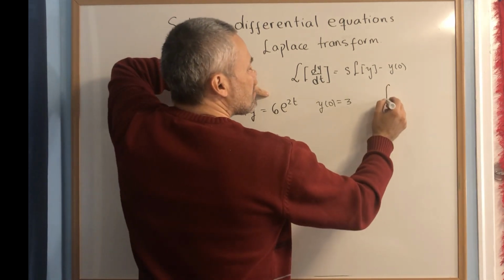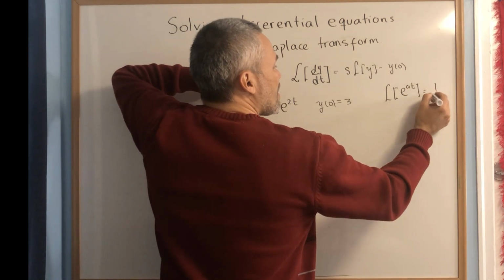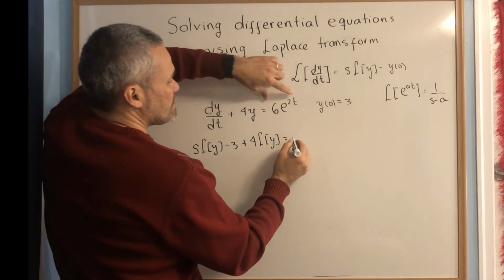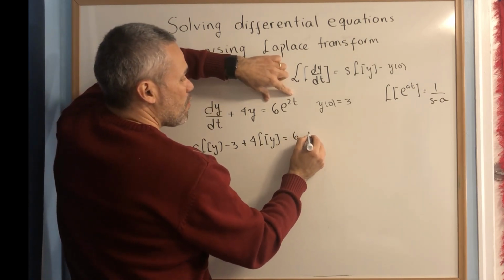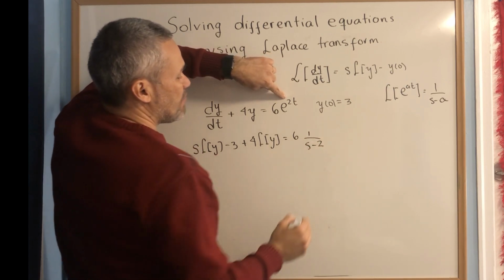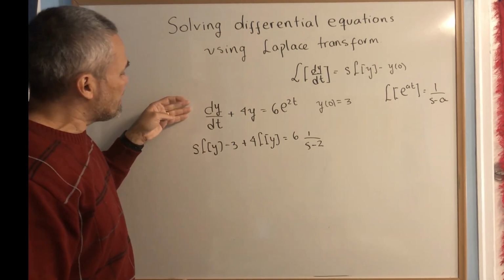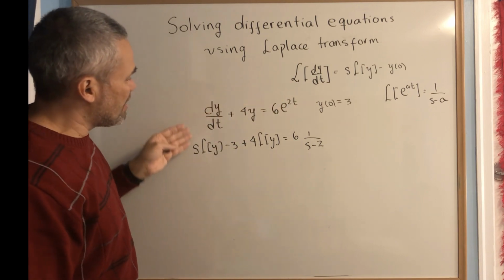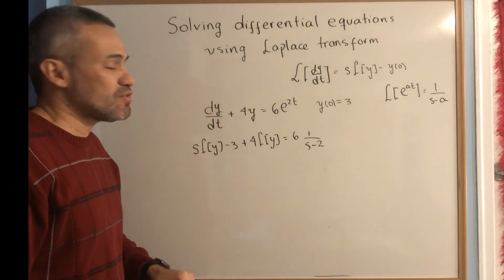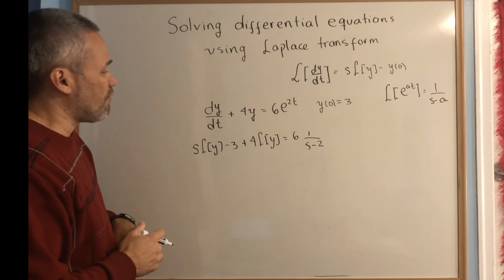But let me remind you of this property. We know that the Laplace transform of e to the at is 1 over s minus a. This means that the Laplace transform of this function would be 6 times 1 over s minus, in this case a is 2, so minus 2. Notice that once you apply the Laplace transform, essentially all the t's disappear and you only have s. The Laplace transform is a function in terms of s, everything is a function in terms of s. The next step is to solve for the Laplace transform of y.